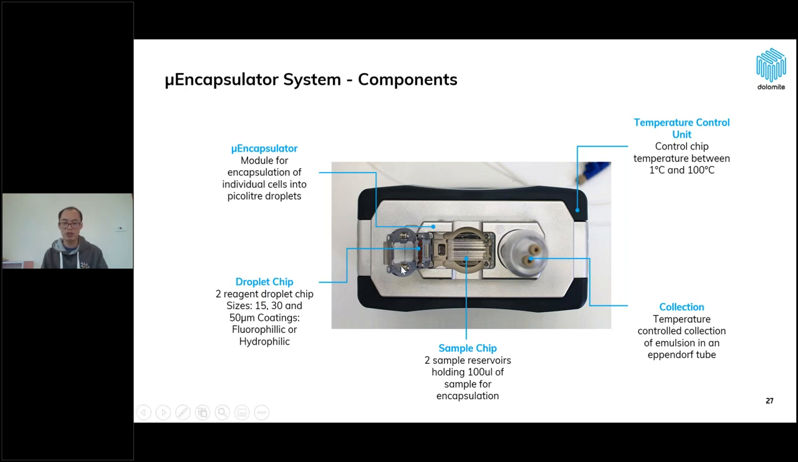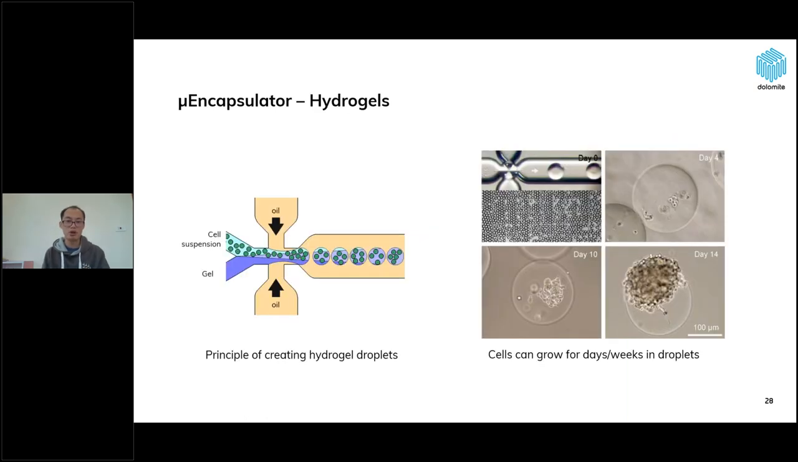This shows what the temperature control unit and the micro encapsulator module look like. This image shows the micro encapsulator module, including the sample chip. We have two reservoirs holding hundreds of microliters of sample for encapsulation, connected with the droplet tip. We use two reagent droplet tips of different sizes, from 15 to 30 and 50 micrometers, with different coating materials, fluorophilic or hydrophilic. And this is a collection part, a temperature controlled collection of emulsion in a tube.